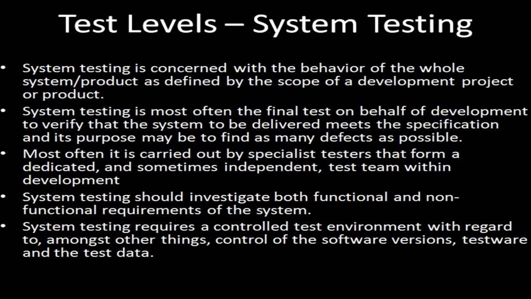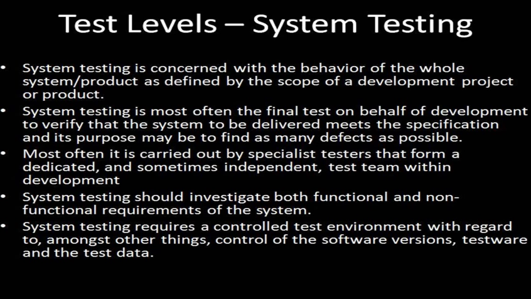The next test level is system testing. System testing is concerned with the behavior of the whole system/product as defined by the scope of a development project or product. It may include tests based on risks and/or requirement specification, business processes, use cases, or other high-level descriptions of system behavior, interactions with the operating system, and system resources. System testing is most often the final test on behalf of development to verify that the system to be delivered meets the specification, and its purpose may be to find as many defects as possible.